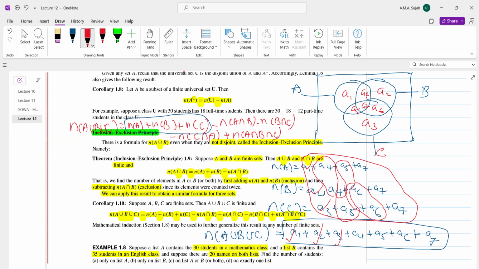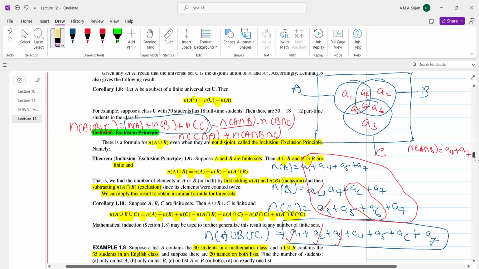Why am I subtracting these, A intersection B? Now tell me, what do you mean by A intersection B? A intersection B means it contains what? A4 plus A7, right? So just I delete this one, right? Now just look at here. These three we already get, right? So now I subtract A intersection B. Why do I subtract A intersection B?